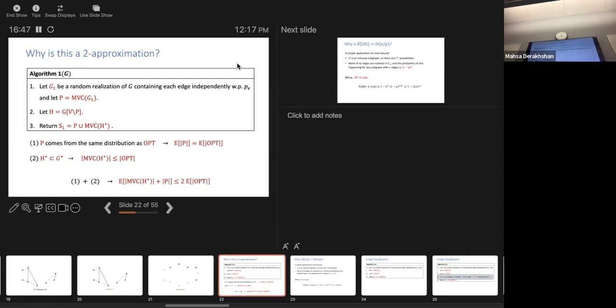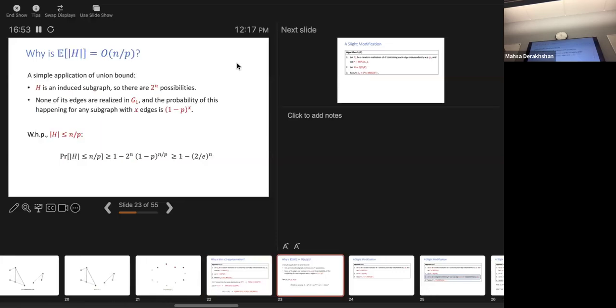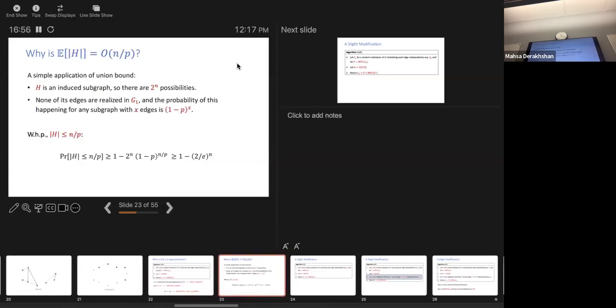Now we need to talk about why H is not too large. A simple application of the union bound is based on two facts. The first is that H is an induced subgraph, because I take a subset of vertices and get rid of all the edges connected to those, so H is an induced subgraph over the remaining vertices. The second fact is that none of the edges in H can be realized in G1, because otherwise you would have to add one of the endpoints to P, and that vertex wouldn't be in H.